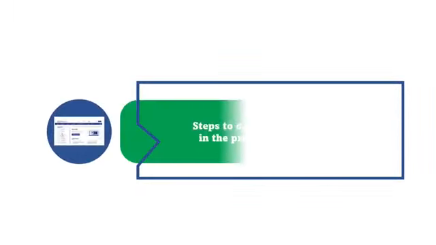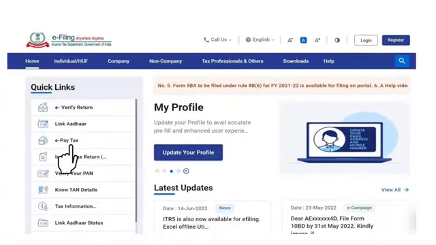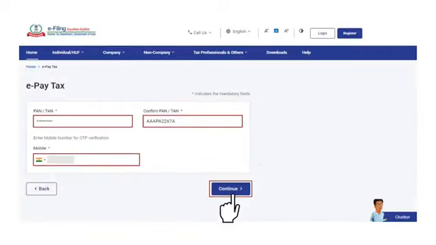Let us now look at the steps to create Challan in the pre-login mode. If you wish to make the tax payment in the pre-login mode, you are required to visit the e-filing portal homepage and click on ePay tax in the Quick Links section. On reaching ePay tax page, you are required to enter either your PAN or your TAN number and re-enter it to confirm the PAN-TAN, and then enter the mobile number and click on Continue button.